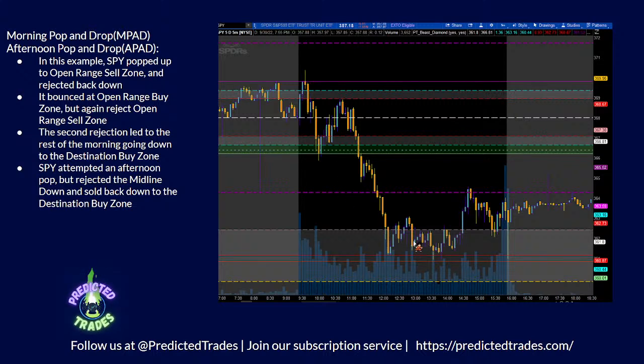And even in the afternoon, we held that destination buy zone. They pushed off of it to our purple, so they get the afternoon pop just to drop it right back down. And I mean, come on, how accurate are these levels that get interacted with all day long?